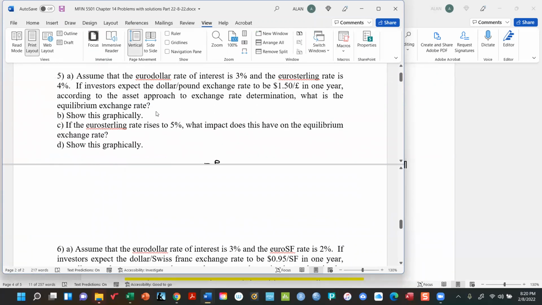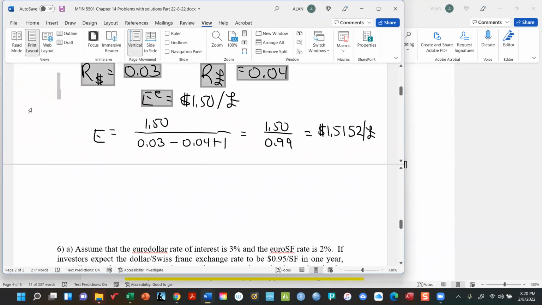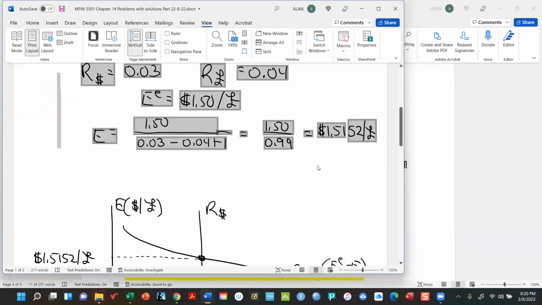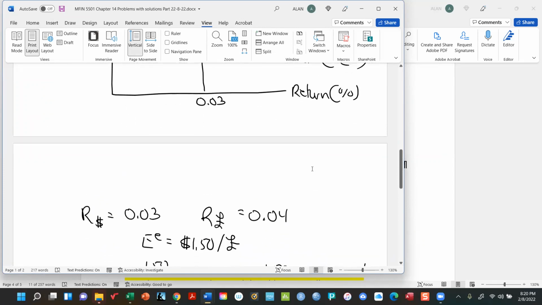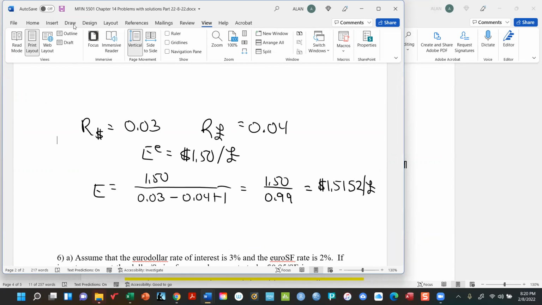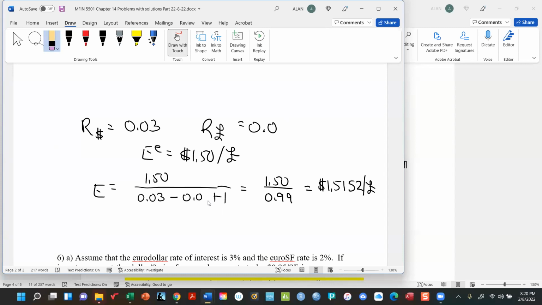So what's going to happen here is that we change the euro sterling rate to, I was just trying to copy this. That's what it was. All right, beautiful. So we change this to 5. Yeah, we hardly have to do anything. So this is now 0.98. And so you can see that because we're dividing by a smaller number, we end up with a larger ratio, 1.5306.